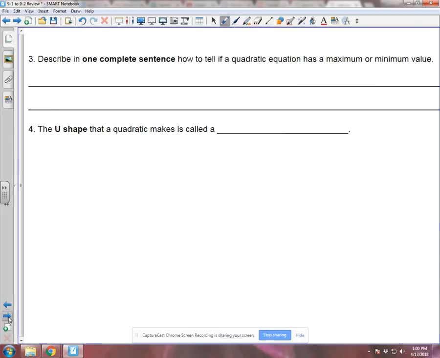Describe in one complete sentence how to tell if a quadratic equation has a maximum or a minimum. So tell me how I know whether it looks like that or it looks like that. If the squared term has a positive, then it is what? A minimum. If it's positive, it's a smiley face, right? What if it starts with a negative? Then it's a maximum or the frowny face. So you need to write me a complete sentence that says that.